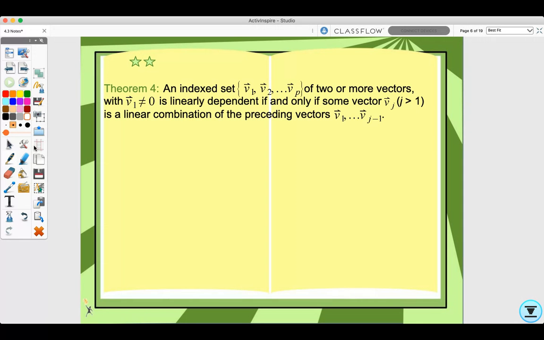Theorem 4. An indexed set v1, v2, all the way to vp of two or more vectors with v1 not equaling 0 is linearly dependent if and only if some vector vj, with j greater than 1, is a linear combination of the preceding vectors.